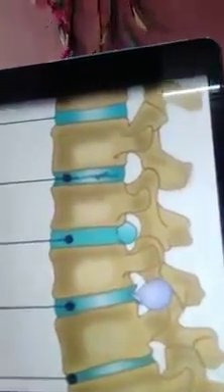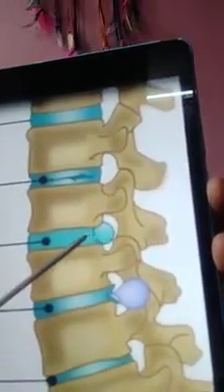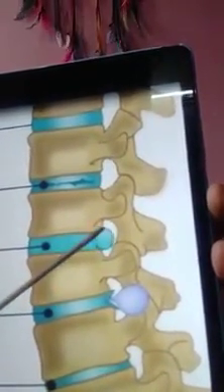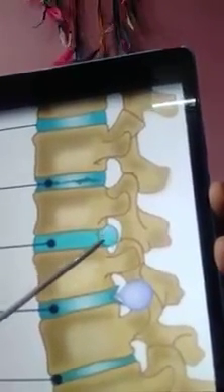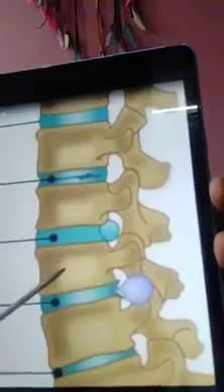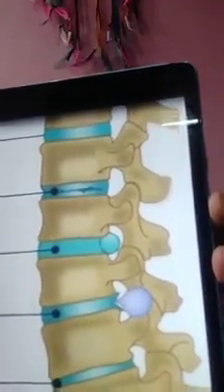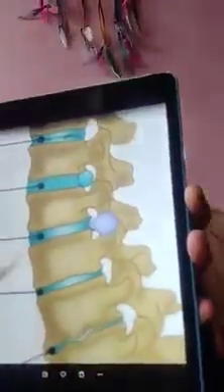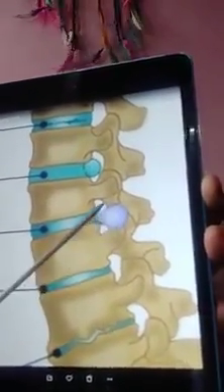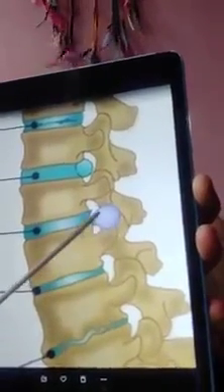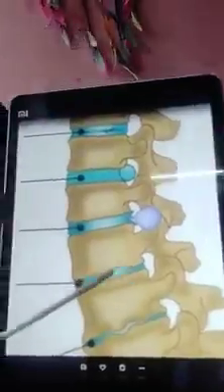Next is a disc bulge. As you can see, the disc has left its place and it has come out. So this is the disc bulge. What will happen here is it will compress the nerve roots coming from here, and that particular region will get pain and radiations. Next is disc herniation. This was disc bulge, this was herniation. That means it forms a pouch and it comes out of the bone cavity also. Here also the problem may arise.